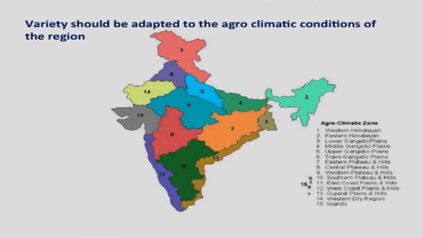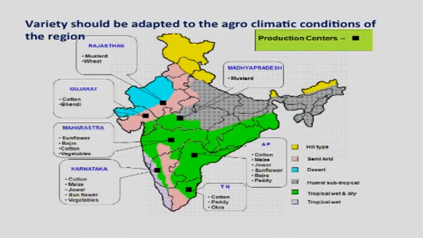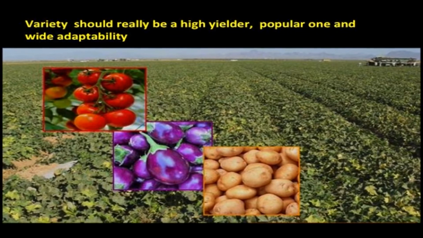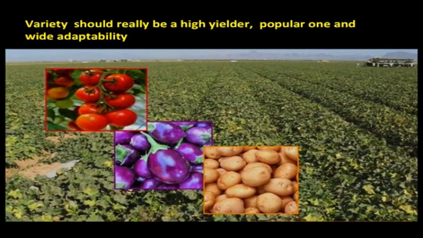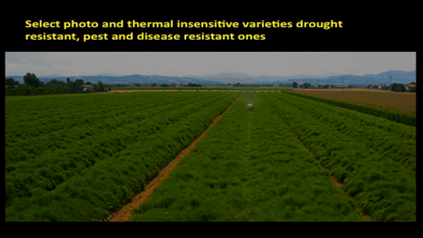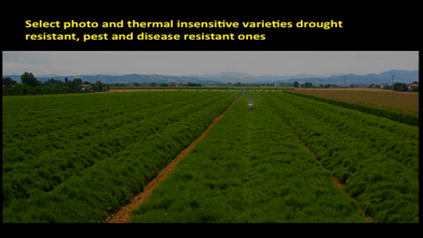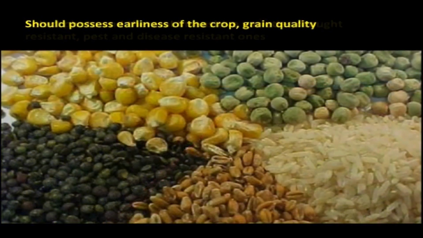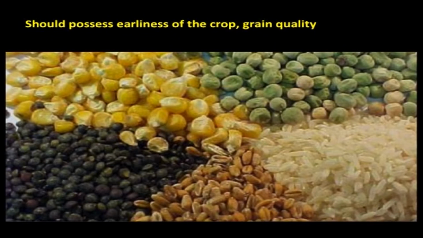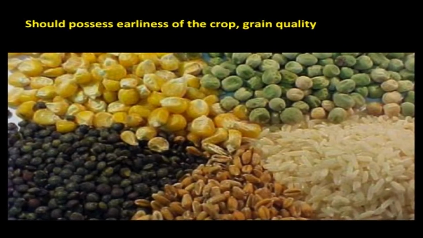Then fourth one is selection of crop and varieties. The selected variety should be adapted to the agroclimatic conditions of the regions. How can we select the varieties? The selected variety should really be a high yielder, popular one, wide adaptability, photo and thermal insensitive varieties, drought resistant, pest and disease resistant ones, and also it possesses other desirable attributes, namely earliness of the crop and grain quality.